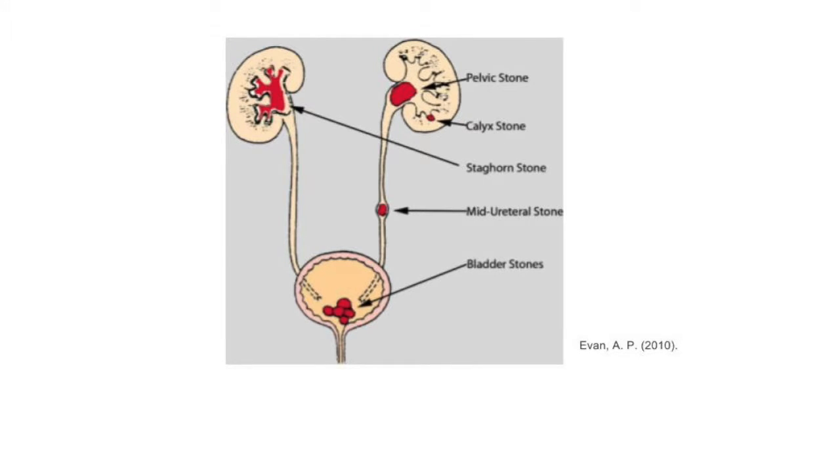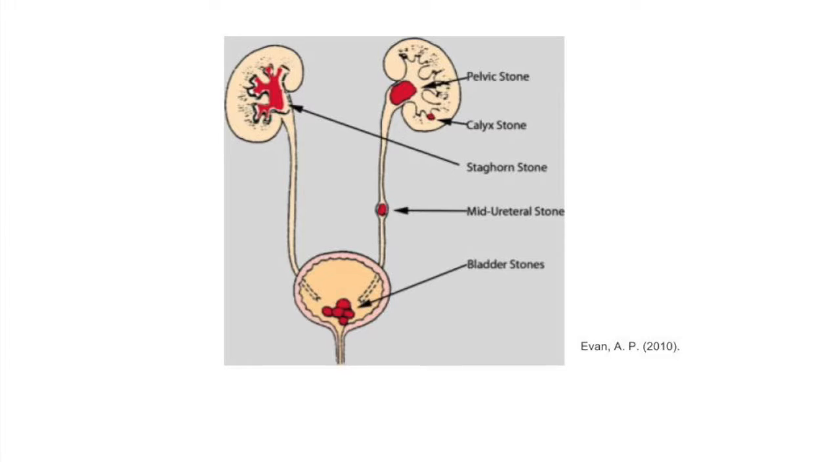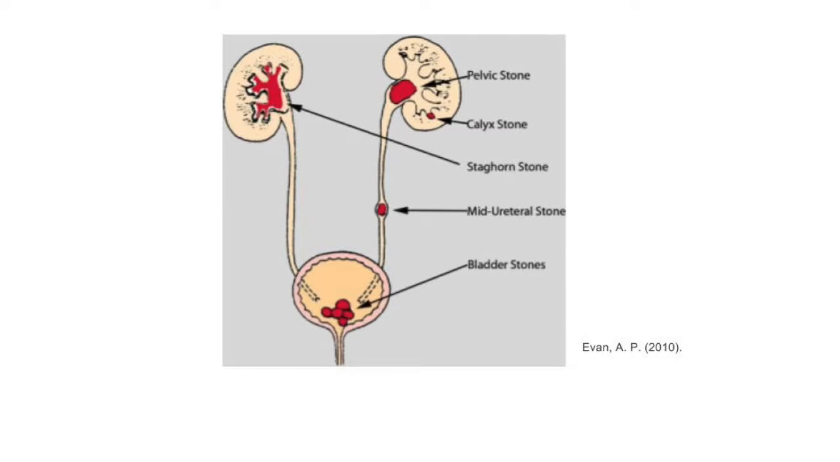However, if these crystals become large enough, they cause obstruction of the kidney drainage system and result in severe pain, bleeding, infection, or kidney failure. The common sites of obstruction in the upper urinary tract are located at the junction where the kidney meets the upper ureter, or the mid portion of the ureter, or the lower portion that enters the bladder.